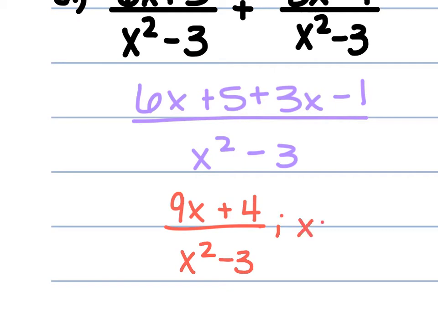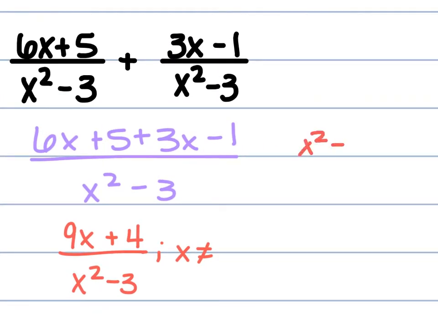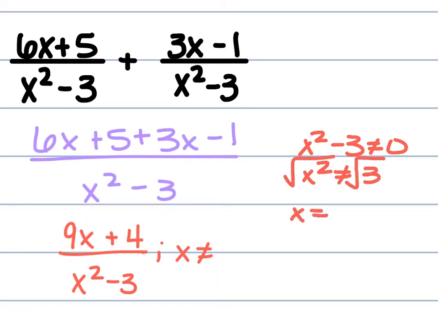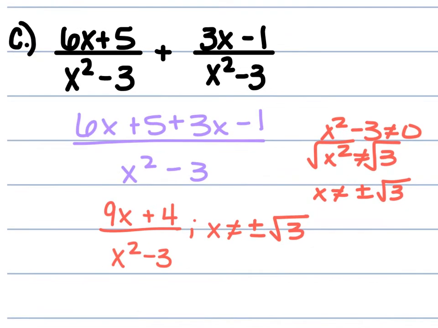We're also going to tell that x is not equal to something. So remember, x squared minus 3 is not equal to 0. Move the 3 over. You're going to have x squared is not equal to 3. Take the square root of both sides. Put that plus or minus out in front of the radical. So x cannot equal plus or minus the square root of 3.